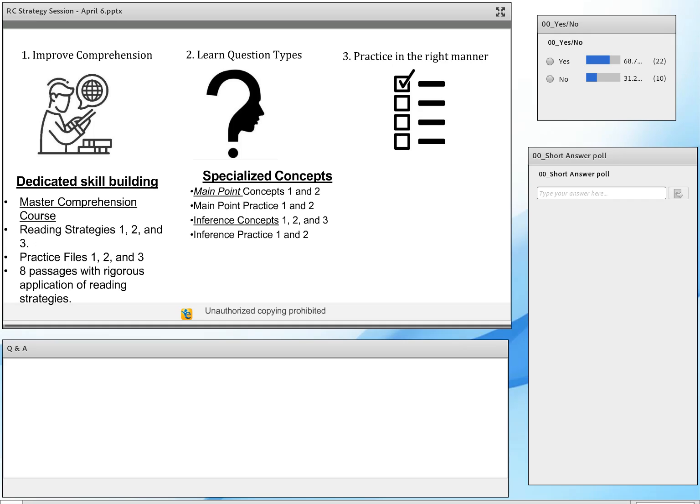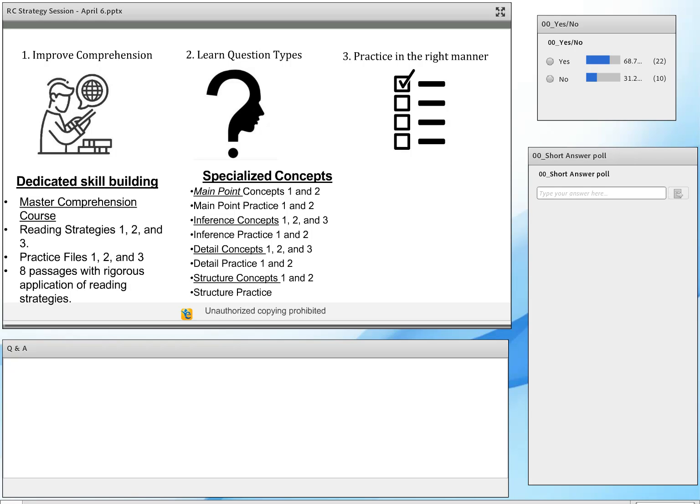Likewise, we have 3 concept files for inference. Today, I spent maybe about 2 to 3 minutes on that one slide. You have about 45 minutes of content just teaching you how to address an inference question. And then you have 2 practice files in which you solve inference questions. You have the same level of detail for detailed concepts and then for structure question types.